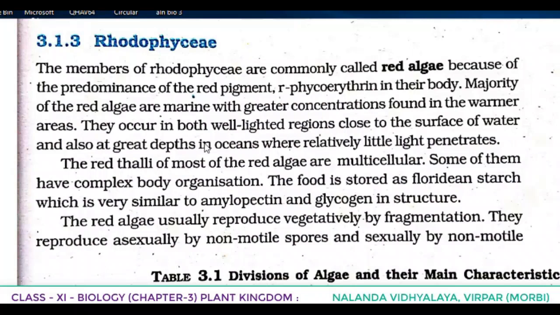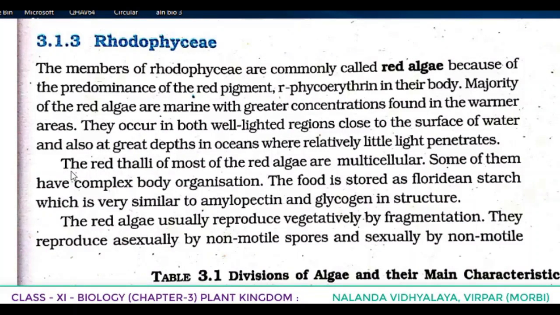They occur in both well-lighted regions close to the surface of water and also at great depths in oceans where relatively little light penetrates. That means the deep sea. Towards the inside the light does not go, and it is not possible to move inside.